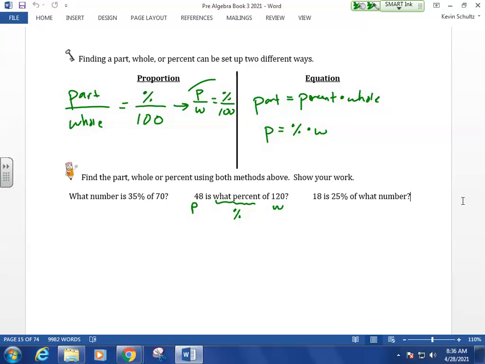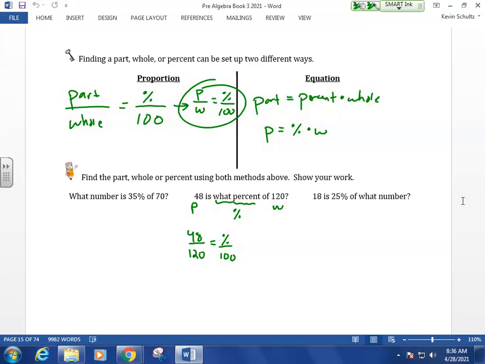Using the proportion method, P over W. I know what the part is. I know what the whole is. I'm looking to solve for the percentage. Okay. Again, cross products for this works great.